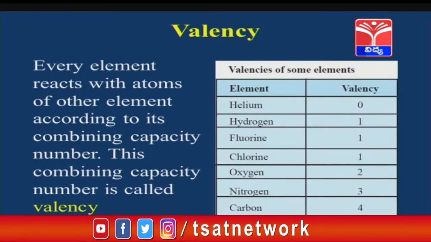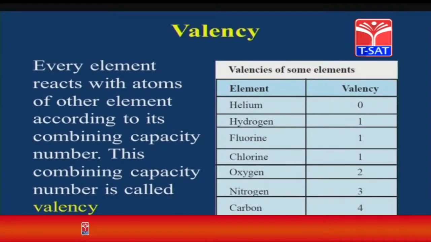Oxygen valency is 2. So, oxygen combines with two elements, that may be two similar atoms or two different atoms. If oxygen combines with two other oxygen atoms, then it forms ozone. If it combines with two other atoms, meaning two hydrogen atoms, then it forms a water molecule.